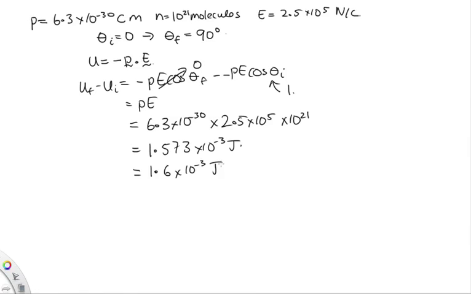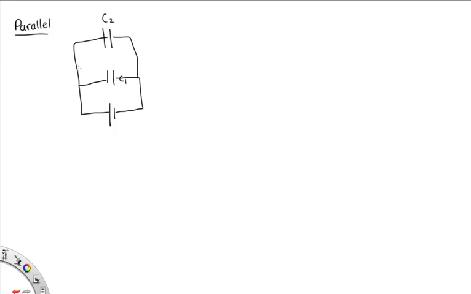Let's now consider what happens when we put capacitors in parallel and series. Parallel first. Here we've got capacitor 2, here we've got capacitor 1, and they're in parallel across a voltage source like this. As they're in parallel, they're joined by the same wire here, so they've got the same voltage difference across them. So delta V is the same across both capacitors.